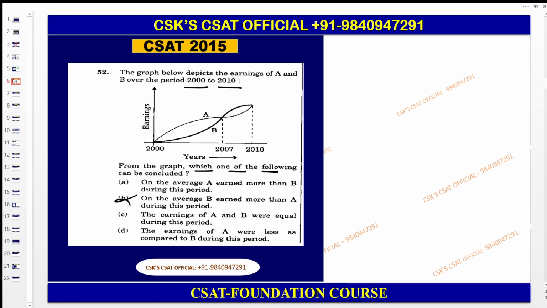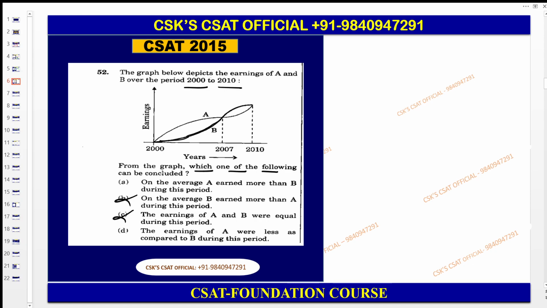This is wrong. Since see here, this one's earning is reduced from here and keeps on, the slope is increasing here, and only here it reduces. Therefore, B is eliminated. The earning of B and A were equal during this period? No, obviously no. It continuously increases here up to 2007. So slight moderation is there, but it was increasing. Here it is decreasing. Okay, therefore you can't say C is the correct one.